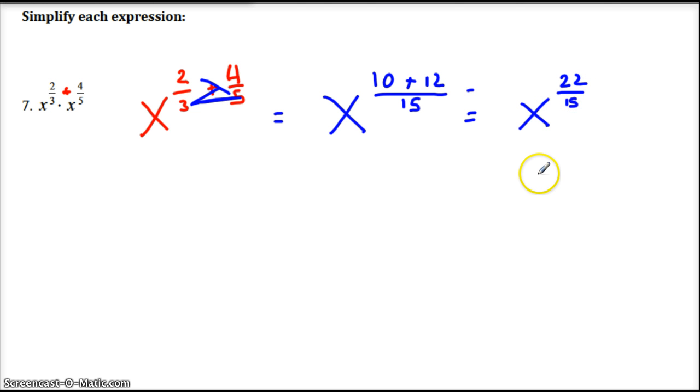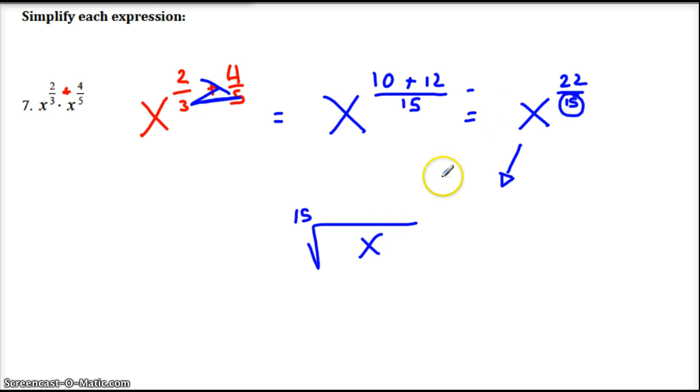Now we're not done. It doesn't say it here, but it's a good thing to usually represent this as a radical. So let's say we wanted to put this in radical form. This would be x. Remember, our bottom becomes our index, the 15. And on the outside, our exponent is 22. And we're done, right? No. This could be simplified even further.